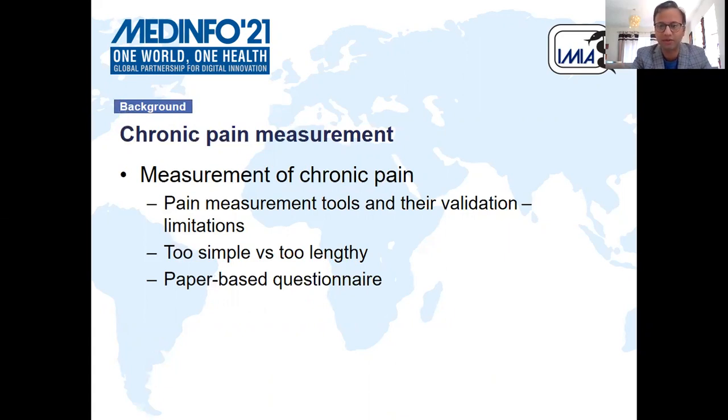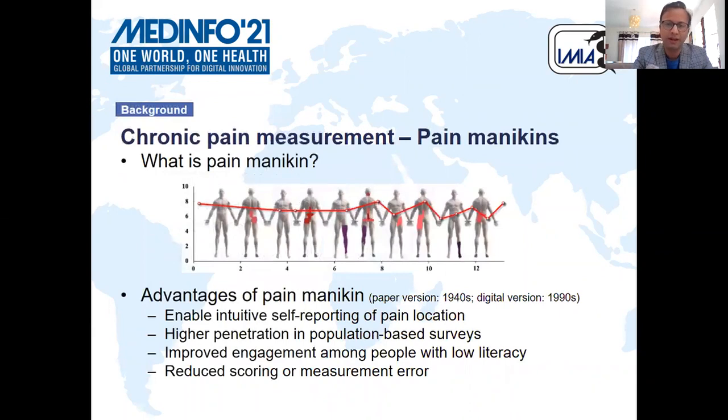In chronic pain measurement, pain mannequins have had very positive feedback. But what is a pain mannequin? A mannequin is a human body shaped figure where you can report your pain location and intensity. Here you can see a picture where the mannequin is used over a longer period of time, so you can see how pain intensity changes over time. You can also see how the pain extent is changing over time, at both the front and back view of the mannequin.